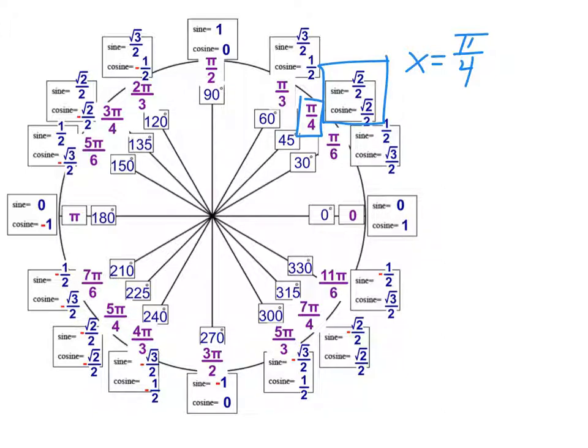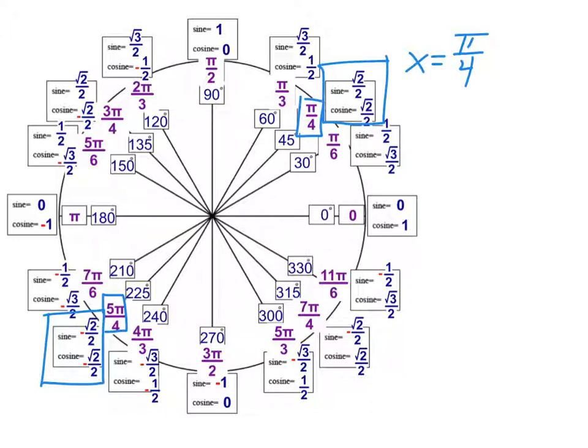Notice there's another point where they both are the same, where they both are negative root 2 over 2. By the way, notice this one does not work because one of them's negative, the other one's positive. Same problem happens down here. And so another possible solution is 5 pi over 4. Okay, what's another solution? 9 pi over 4. And another solution, and another solution.